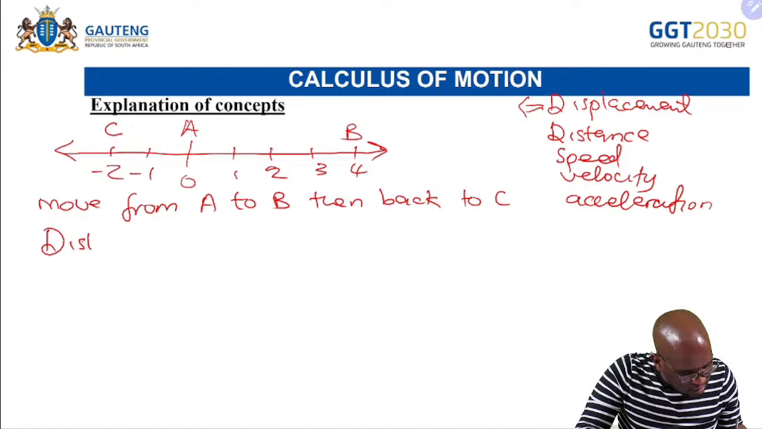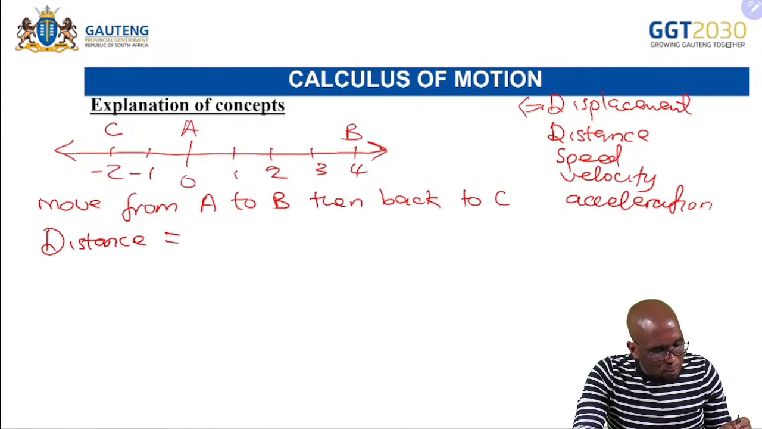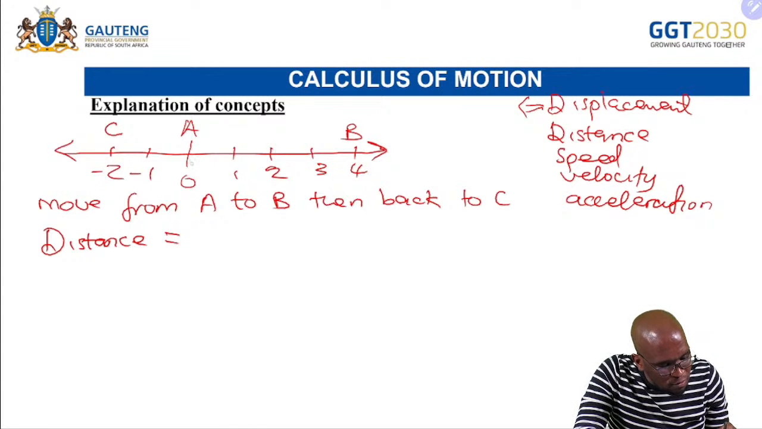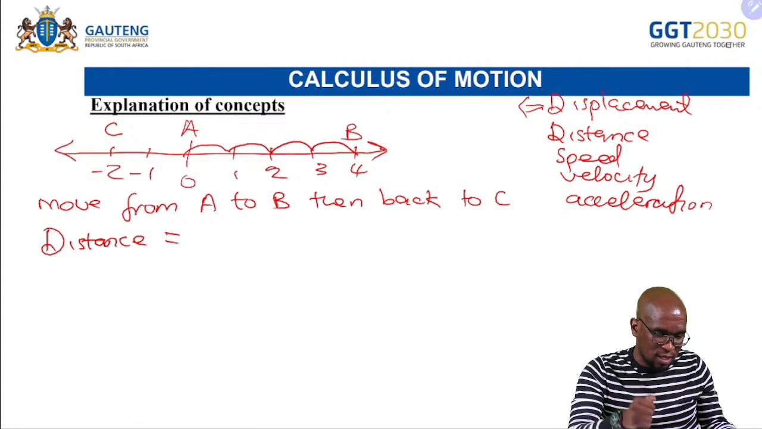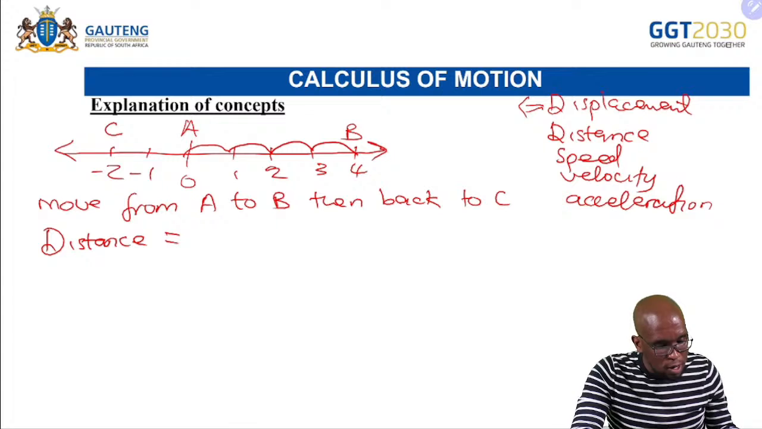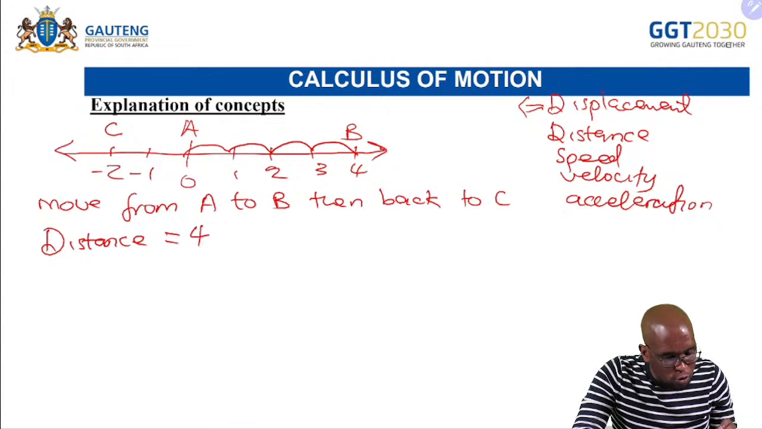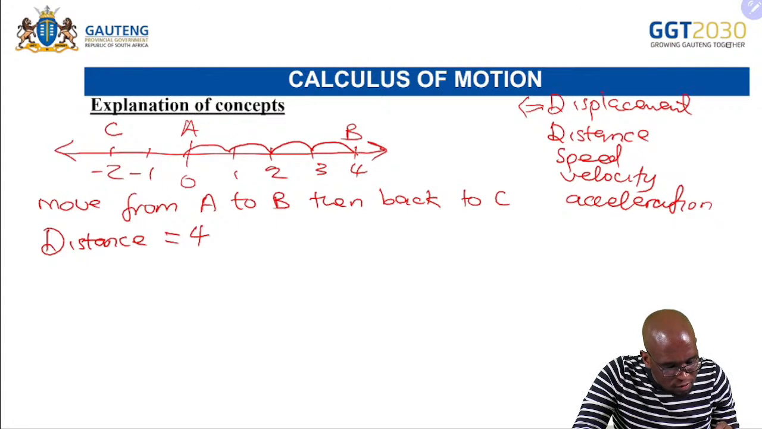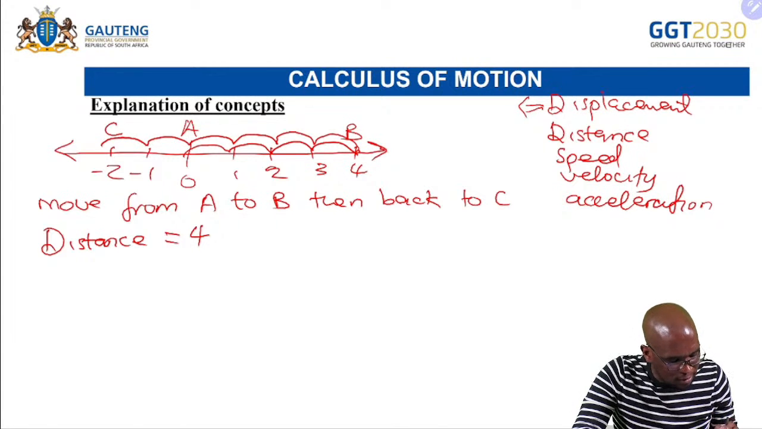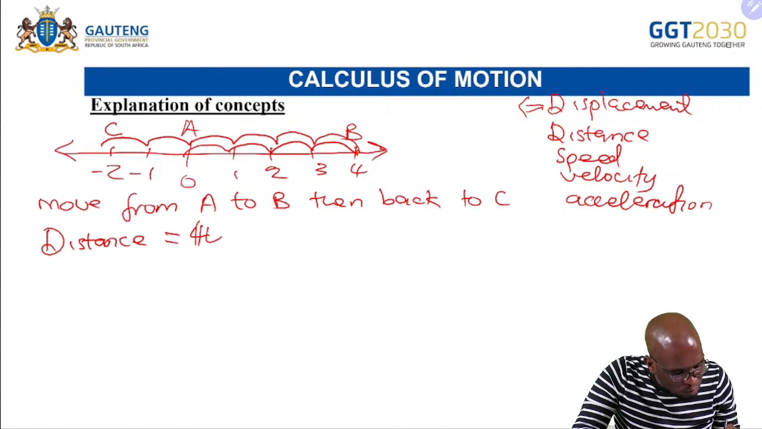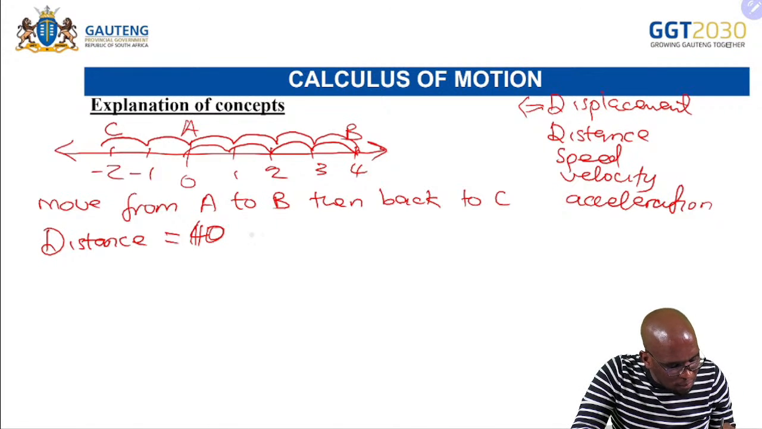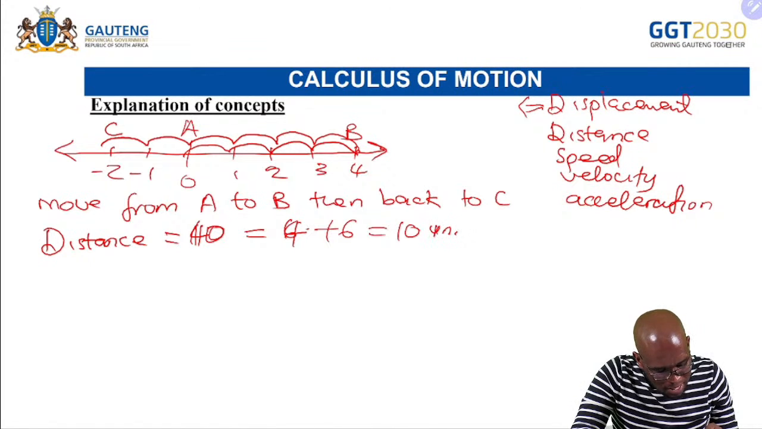Let's check distance. If you move from point A to B, how many units will you be moving? 1, 2, 3, 4 units. That is the total length that you've traveled. It's 4. And then you come back to point C. When you come back, 5, 6, 7, 8, 9, 10. So the distance would be 10. It will be given by 4 when you go forward, and 6 when you go back. So that would be 10 meters.